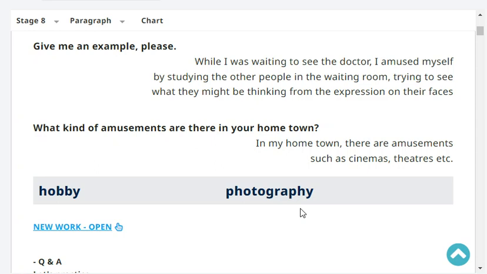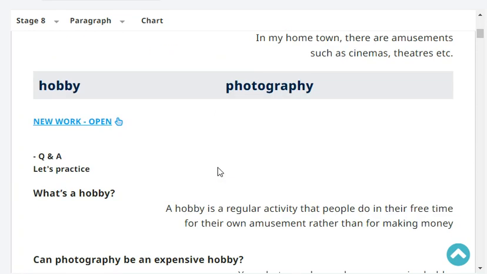In my hometown, there are amusements such as cinemas, theaters, etc. Very good. What's a hobby?